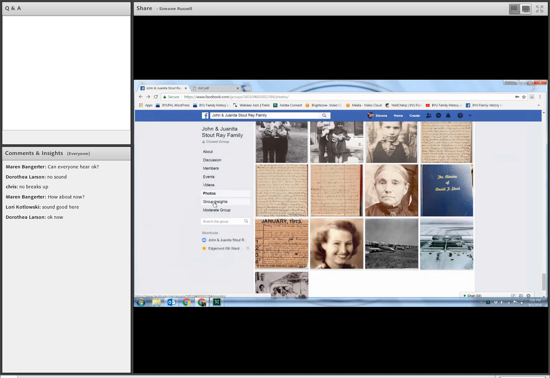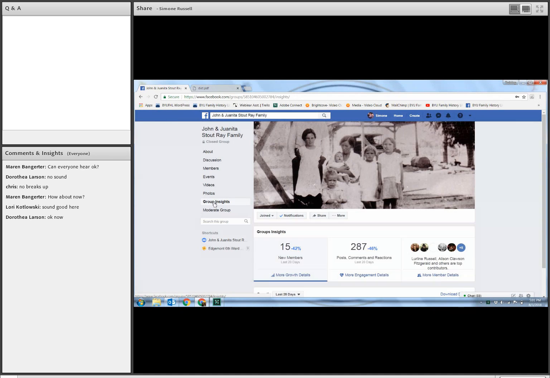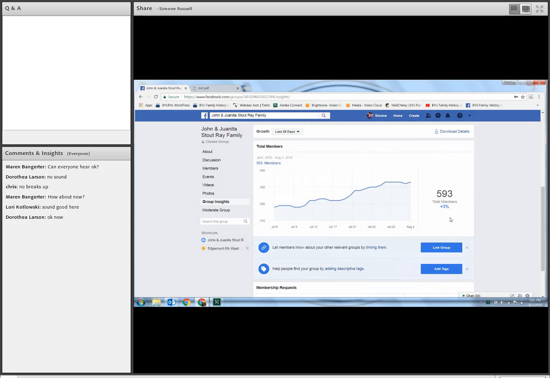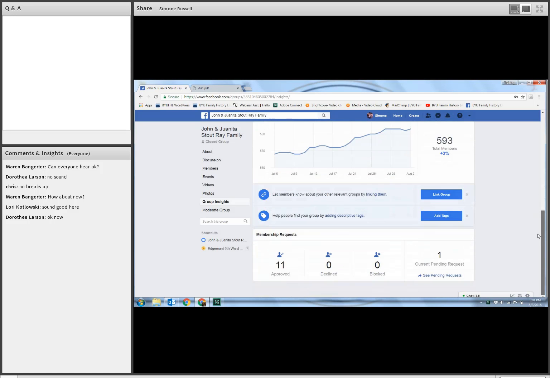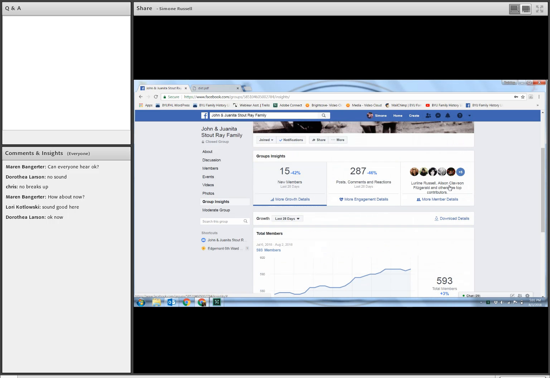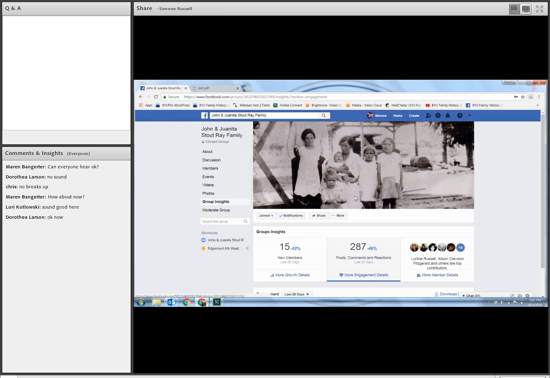So group insights is under photos. There's a little graph here. Looks like I've had a 3% gain in new members. 11 in the last 28 days have requested to join, and they've been approved. I've declined 0. I've blocked 0. Going back up to the top, my favorite part is, I guess there's been a 46% reduction in posts. My favorite is more engagement details. In the last 28 days, there's been 26 posts, which is a 30% reduction.